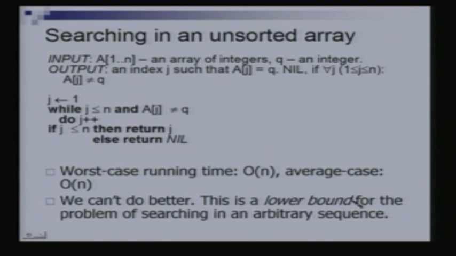So, the worst case time then becomes order n, and on average also. If you are lucky, you might get the element at the very beginning of your search, but on average you will still spend order n time. Maybe the first time you got it at the very first position, and for some other element you got it at the third position. On average you are going to spend order n time, and this is really the best you can do if the array is not sorted.